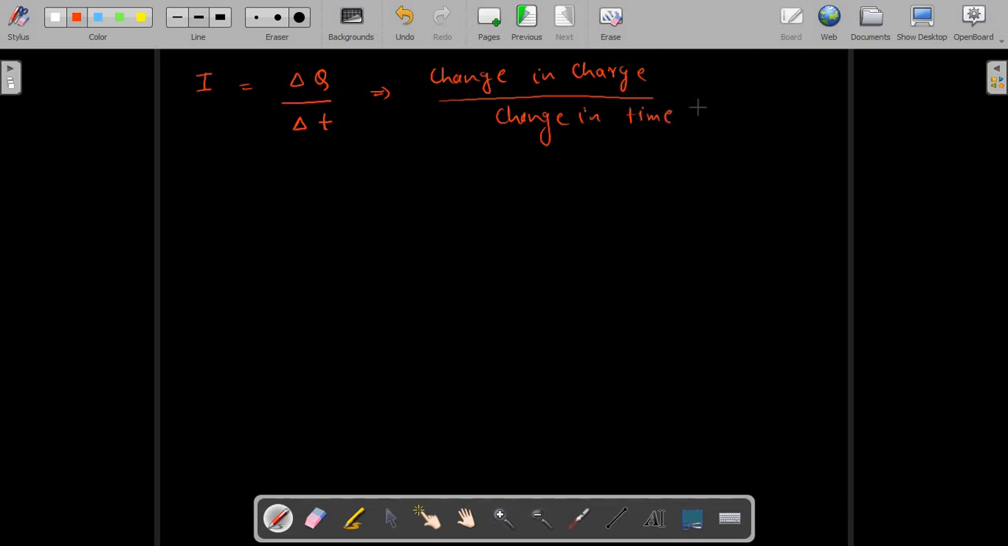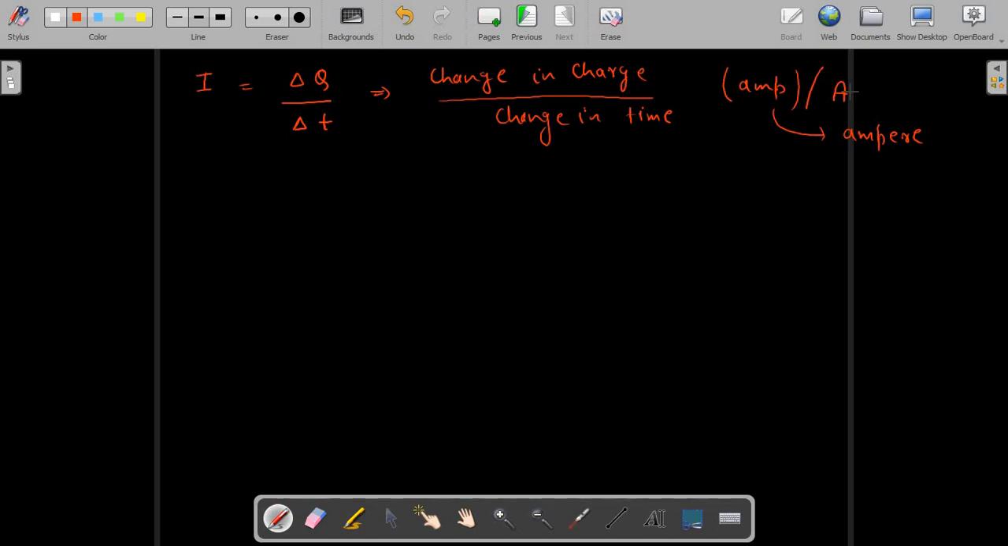This is I, and it is measured in ampere. The unit is ampere. We write it in short form as AMP, but otherwise it is ampere. It is named after a scientist named Ampere. So the unit of current is ampere, or you can write A. A is also the unit of current.